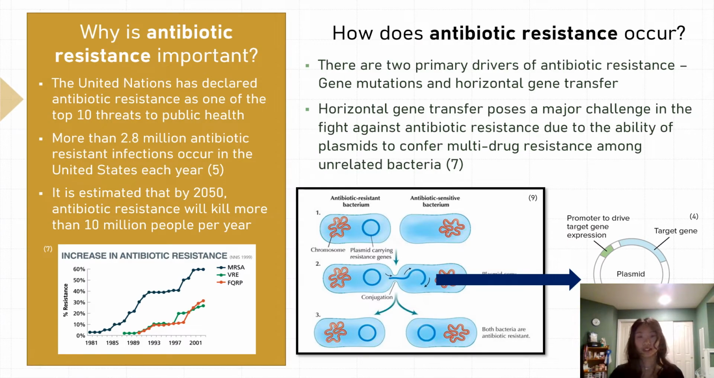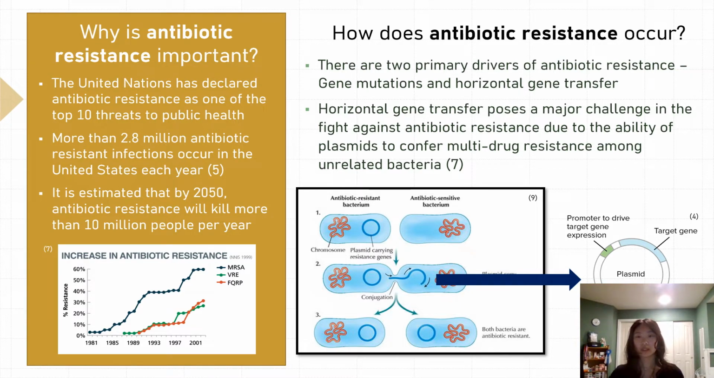Antibiotic resistance is one of the greatest threats to global health worldwide, as it was predicted that by 2050, antibiotic resistance will kill more than 10 million people per year. Because of this, a big concern is how does antibiotic resistance arise?